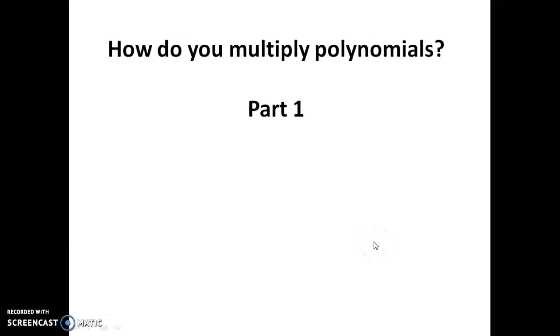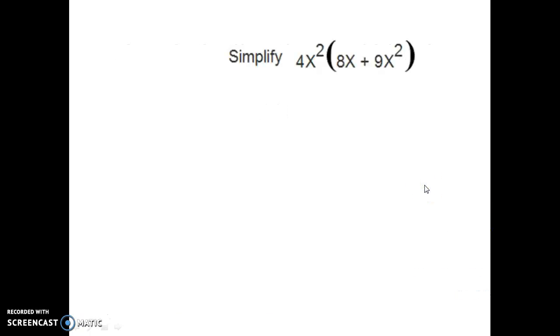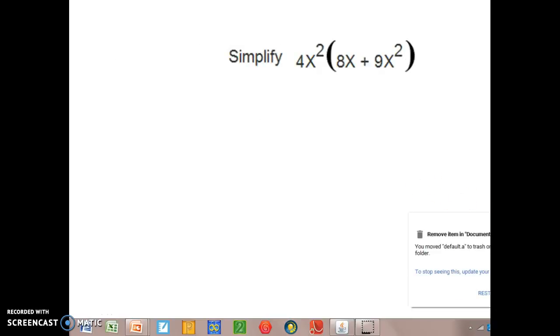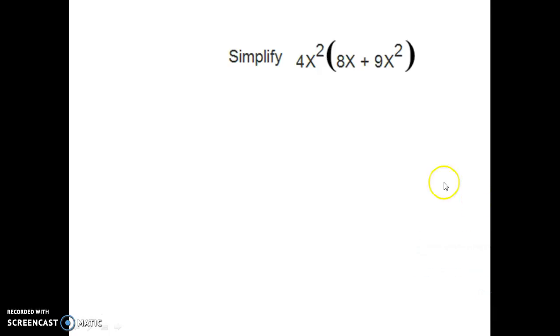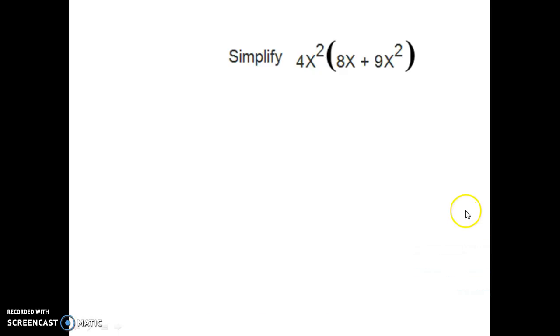How do you multiply polynomials? Part 1. So here we are being asked to simplify 4x squared times the quantity 8x plus 9x squared.